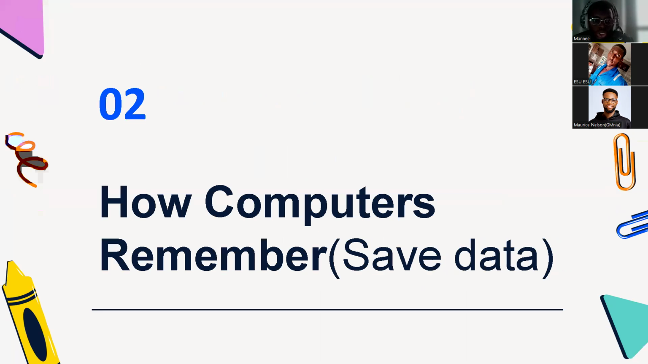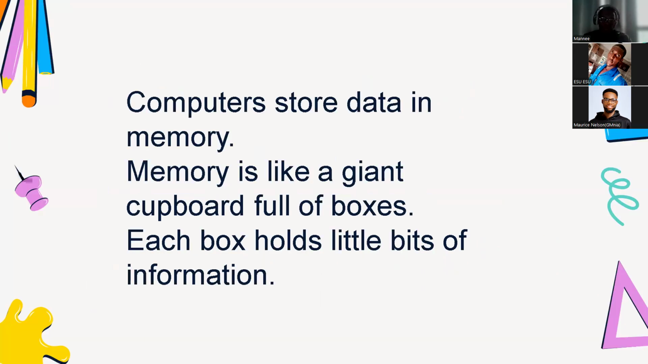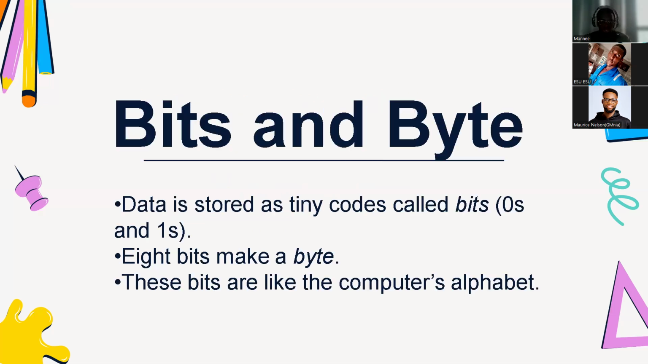Now we go into how we save data, or how computers remember the information we give to them. So computers store data in memory. In this case, we would say memory is like a large cupboard or a large box filled with the data we want to store. Each giant cupboard holds smaller boxes, and each of these smaller boxes holds bits and pieces of the data or information we have stored.